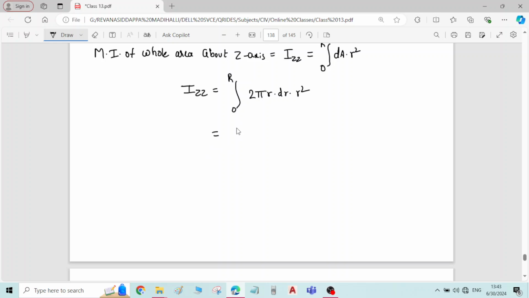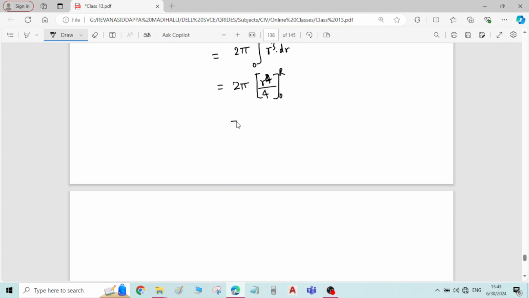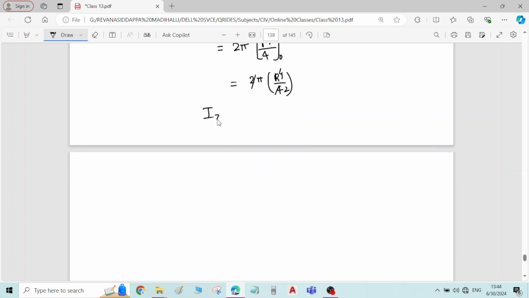Therefore 2 pi is constant, you take it outside the integration, limits from 0 to capital R, r cube into dr. Integrate r cube with respect to r: r to the power of 4 divided by 4, limits from 0 to capital R. Applying the limits, it is 2 pi into capital R to the power of 4 divided by 4; 2 ones are 2, 2 twos are 4. Therefore the moment of inertia about the z-axis of the circle is pi r to the power of 4 divided by 2.